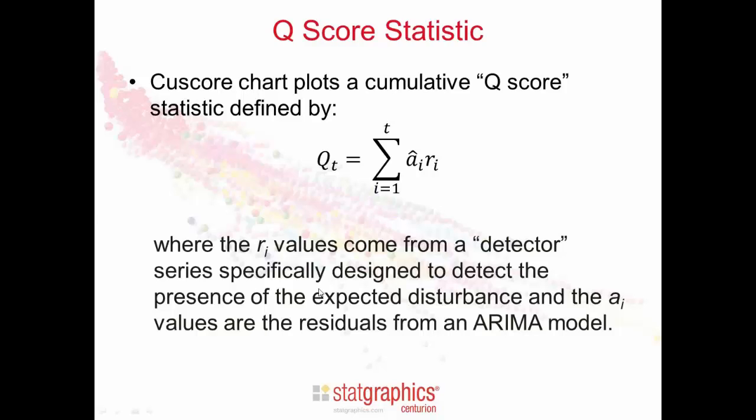The a sub i's are the residuals from an ARIMA model constructed in the same manner that we did for our ARIMA chart earlier today. We plot these Q scores, we put control limits around them, and if Q goes outside of those limits, it indicates the presence of that specific disturbance that it was designed to catch.